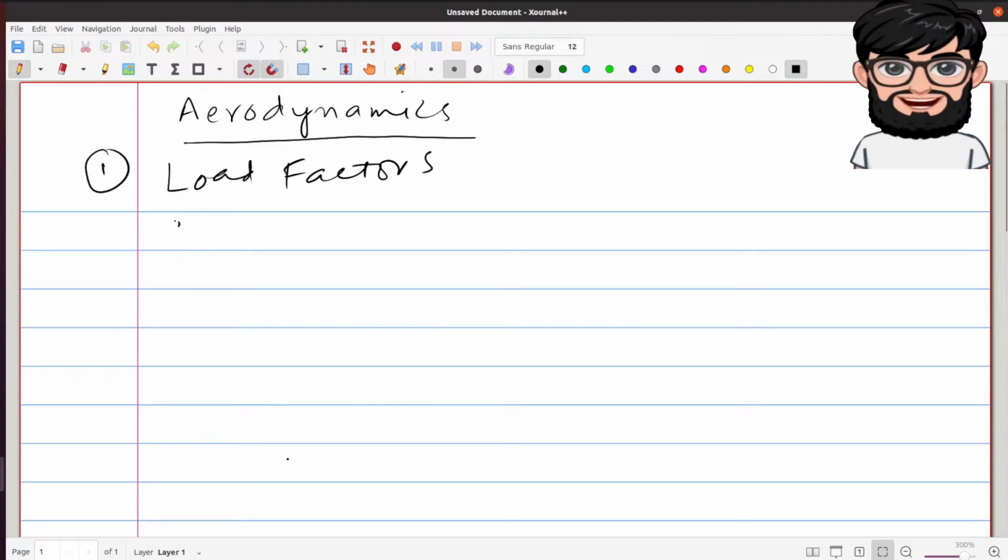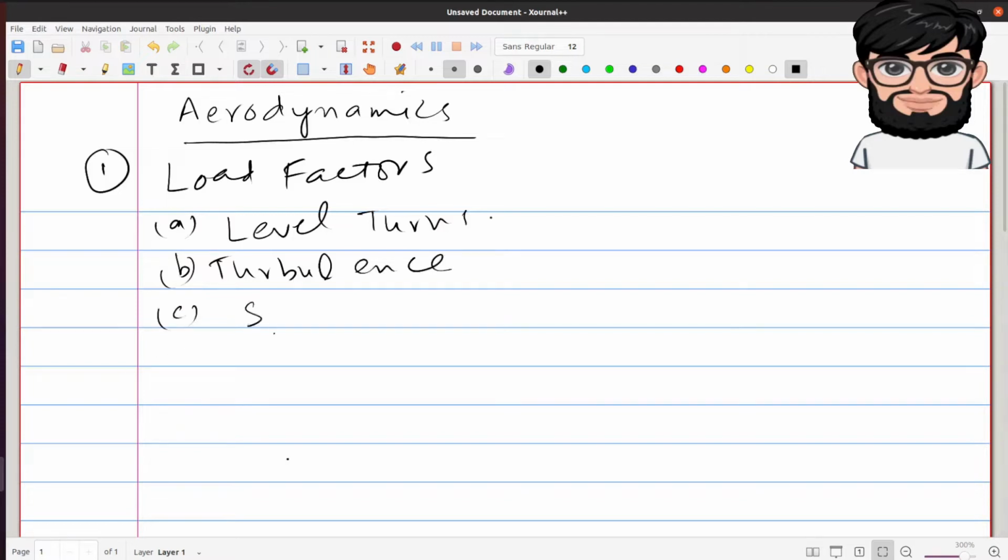So the list goes like this. One is the level turns, turbulence, speed. These are the ones.